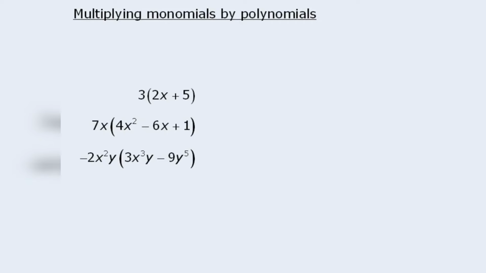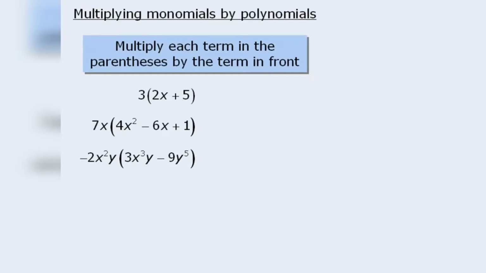Next, we will examine the products of monomials and polynomials, such as those shown here. Now, when we multiply a polynomial by a monomial, the rule is to multiply each term inside the parentheses by the term in front. So, for example, we will take this 3 outside the parentheses and use it to multiply each term inside the parentheses. So, to begin, 3 times 2x is 6x. Next, we will multiply 3 times positive 5.